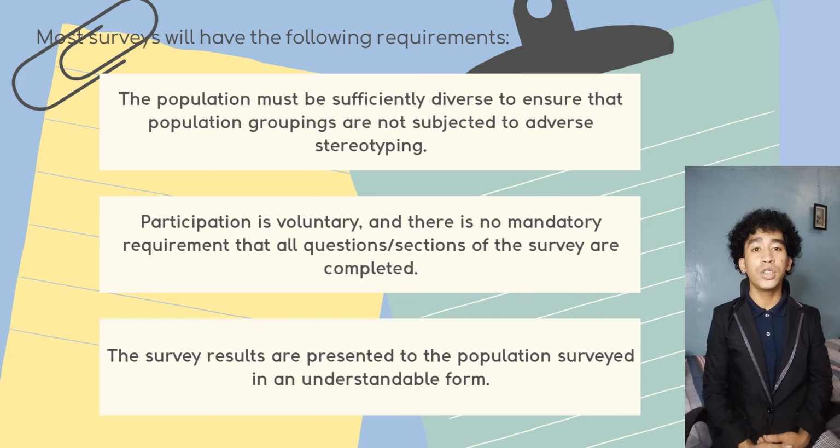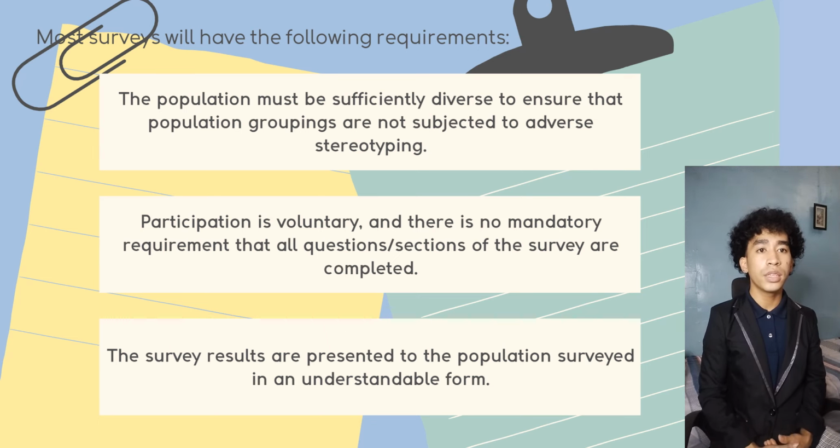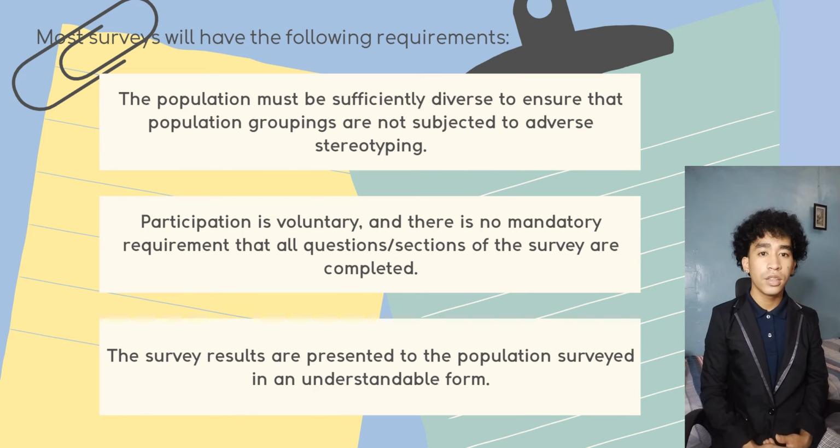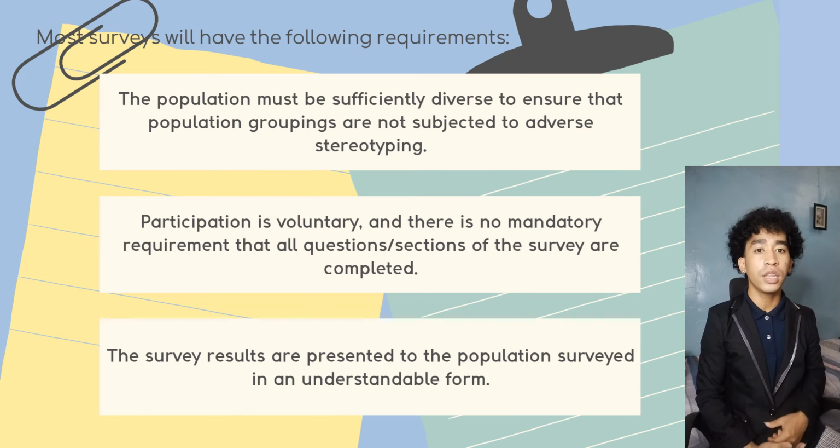We have here the additional requirements that most surveys have. The fourth one is, the population must be sufficiently diverse to ensure that the population groupings are not subject to adverse stereotyping. So I have also mentioned this earlier, that it must be from different groups of people in order to have different perspectives from the survey that they have answered, and the result will not be biased.